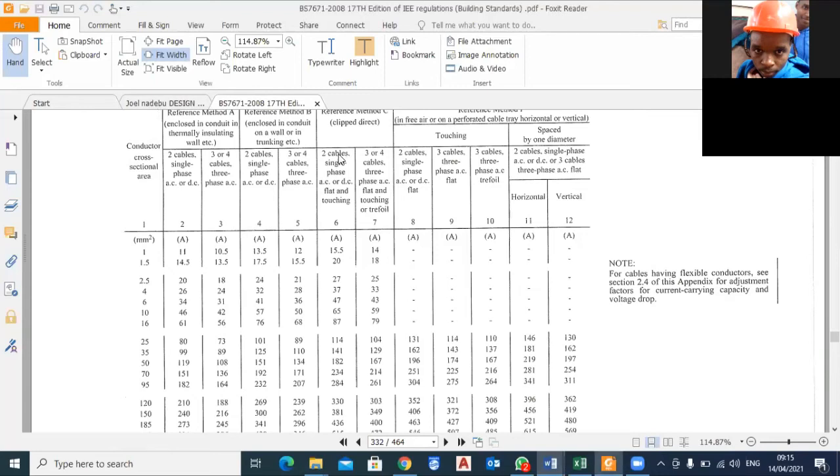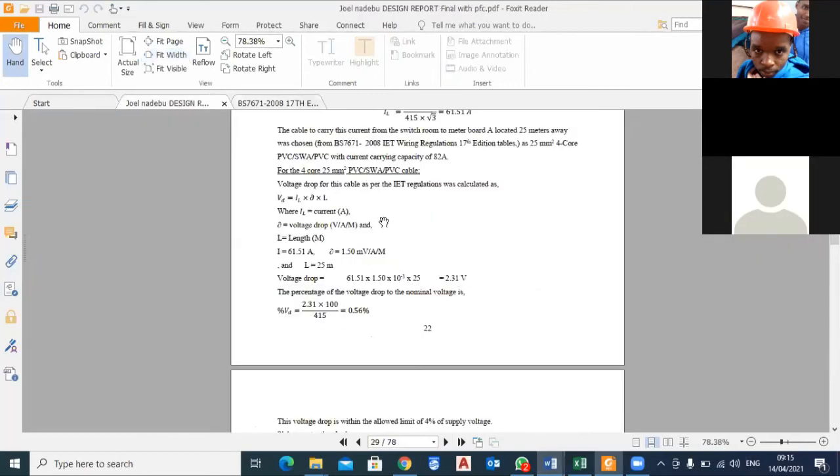Are you able to see the PDF? Yes, we can see. Are you able to see my design report? Yes, you can see.